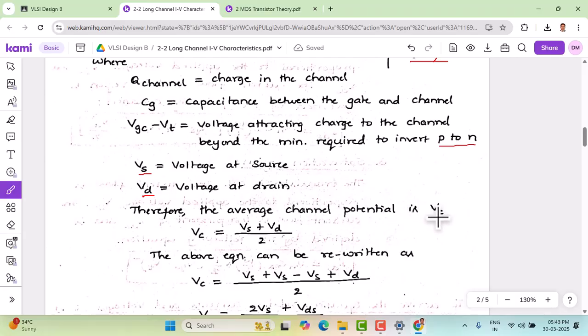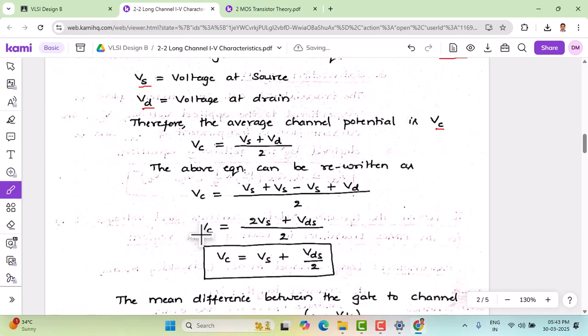Let us work out the equation for Vc. Vc is nothing but the average of Vs and Vd, that is Vs plus Vd divided by 2, the average of these two voltages. That is the average channel potential. And this channel potential equation can be rewritten by adding and subtracting Vs here.